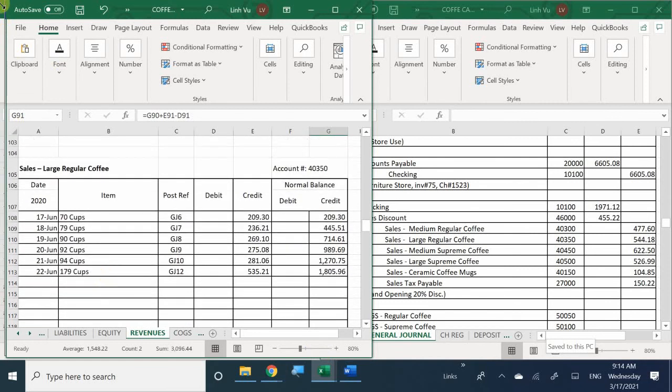Okay, now I'm on my large regular coffee, 623. How many cups did I sell? 182. For 544.18. So what is my new ending balance? No, it's 544.18. My gosh, what is wrong with my typing today? So 544.18. So 2350.14. Is that correct, everybody?